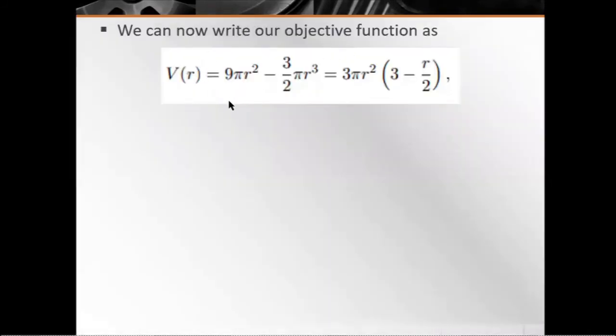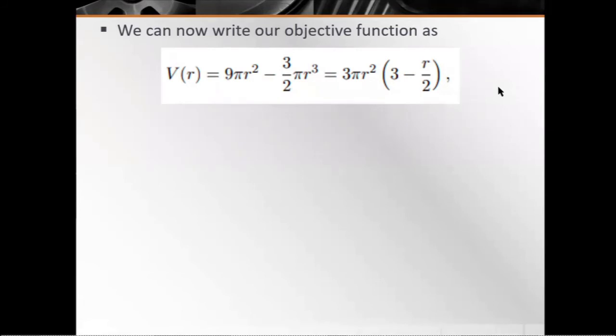Okay, ito ngayon yung ating objective function. Pwede rin natin i-simplify itong V of r natin. Common factor nila ay 3 pi r squared. So, 9 pi r squared divided by 3 pi r squared, meron na tayong 3 inside the quantity. Then, 3 pi r squared divided by negative 3 halves pi r cubed. Cancel na yung 3, so matitira na lang yung r over 2. Okay?